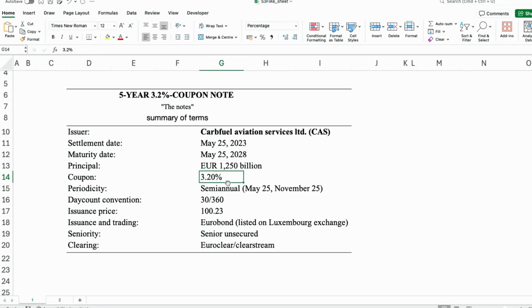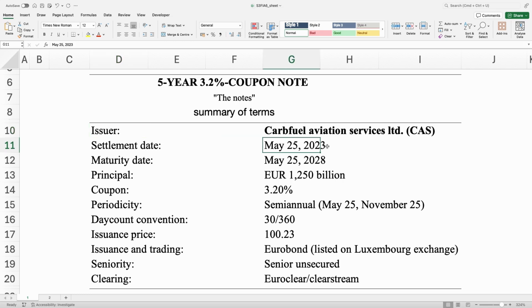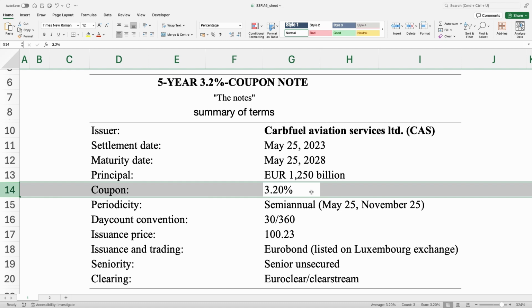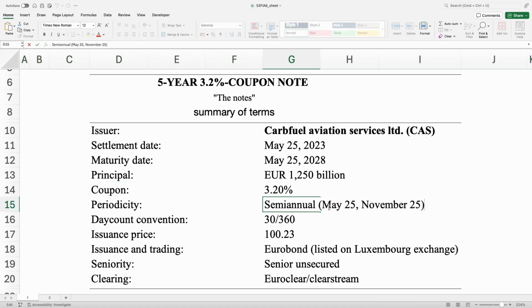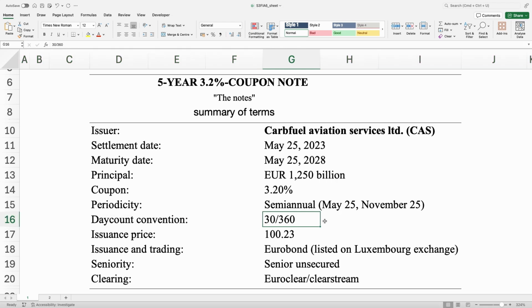You probably still remember our term sheet of Carb Fuel Aviation Services, CAS, with semi-annual coupons of 1.6%. Recall that the coupon is stated in annual terms, namely 3.2%, but the coupon payments occur semi-annually for 1.6%. The coupon dates are May 25th and November 25th. And the day count convention is specified as 30/360.